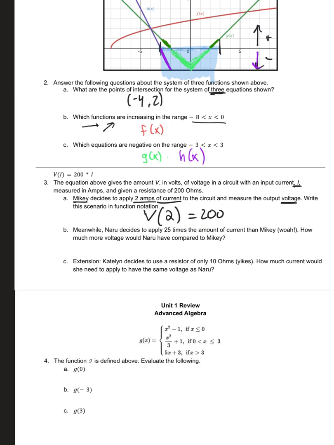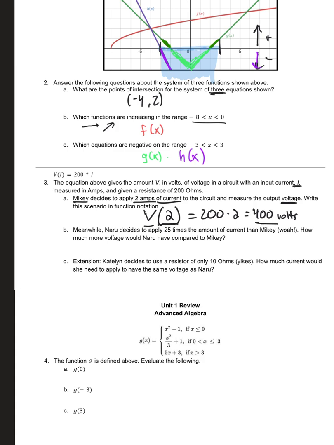Oops, I don't know why I wrote times like that. Times 2. And we could also say that equals 400. And what unit would that be? Volts. So you could describe this as: when there are 2 input amps into the current, the voltage would be 400.